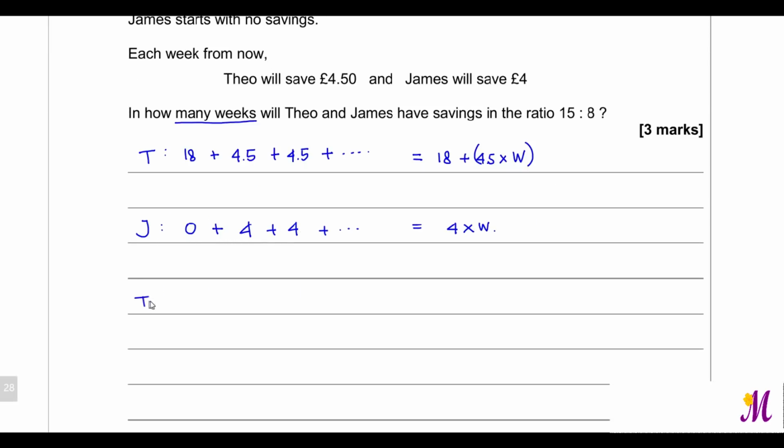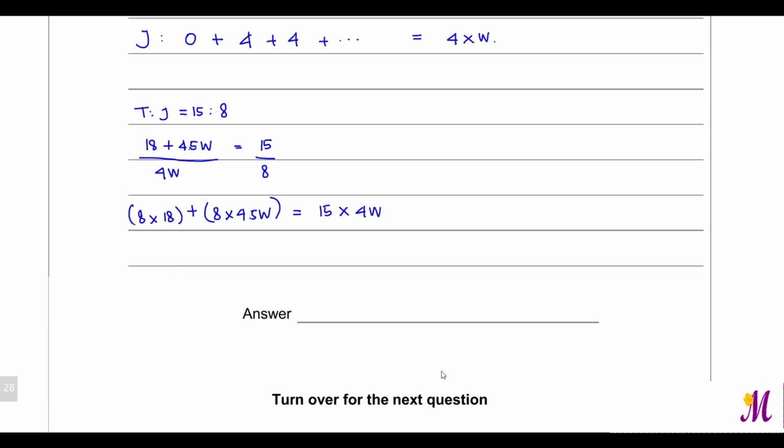Now the ratio between T and J will be 15 to 8. We can also write this ratio as fractions. So for T, we have 18 plus 4.5w, by J, which is 4w. And then on the right hand side, it is 15/8. Now let's do the cross multiplication. 8 times 18, and then we add 8 times 4.5w is equal to 15 times 4w. We write it down here, 4w. So let's use our calculator.